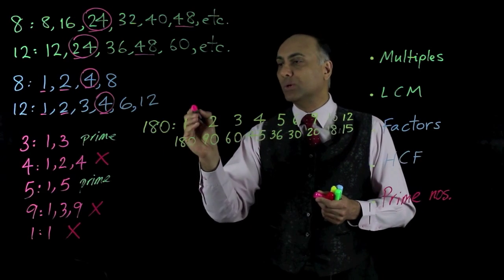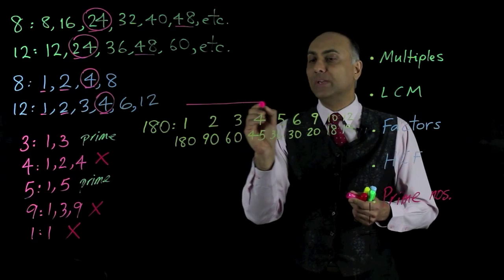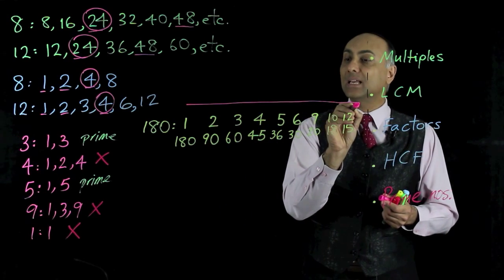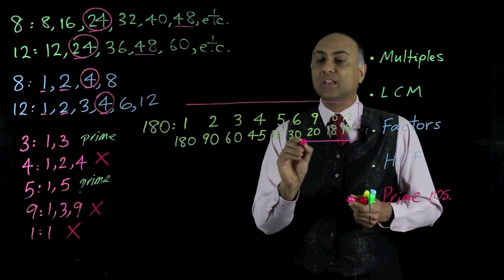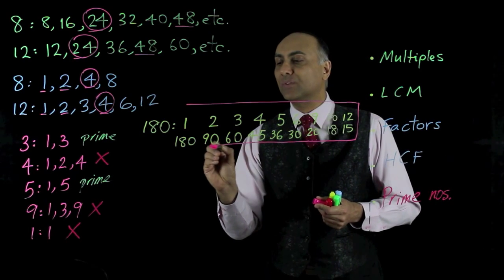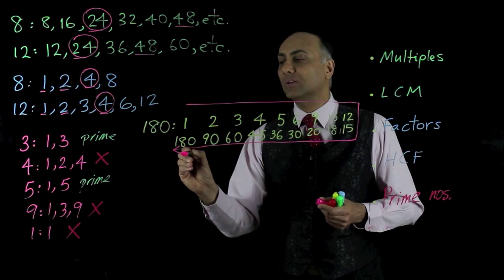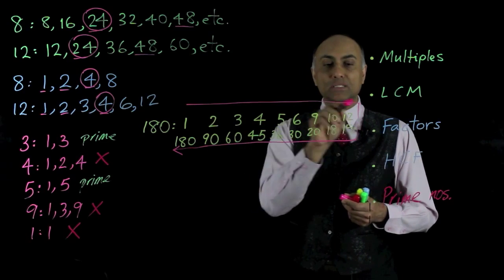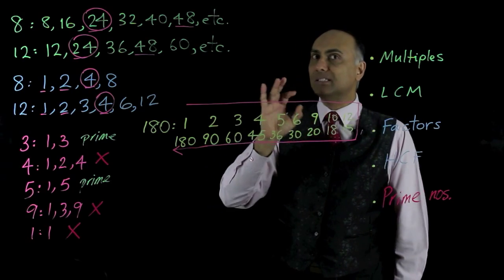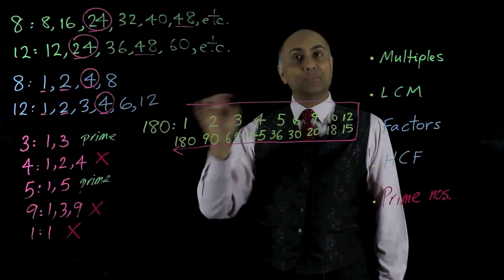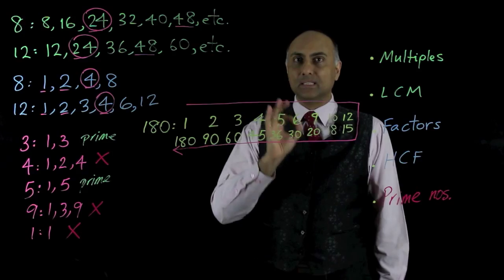They are in size order: 1, 2, 3, 4, 5, 6, 9, 10, 12, 15, 18, 20, 30, 36, 45, 60, 90, 180. So starting from the smallest and going to the biggest, I have the full list. So if you do have to list the factors of a number which has a lot of factors, this is the recommended technique.